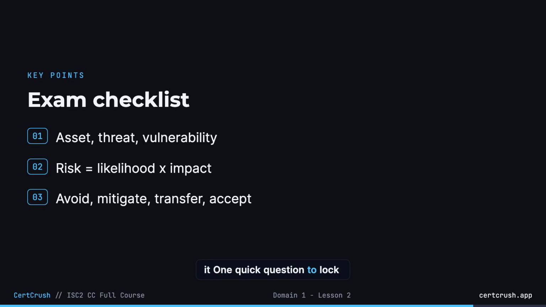One quick question to lock it in. You decide a particular risk is tiny, and you choose to do nothing about it. Which treatment did you just use? Say it out loud. Accept. You looked at it, judged it within your tolerance, and moved on. That is a deliberate decision, not laziness, and the exam expects you to know the difference.